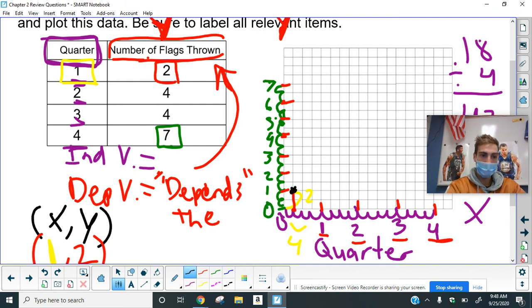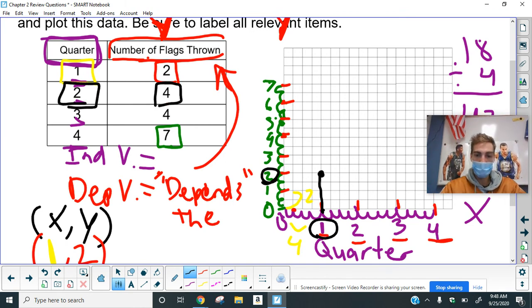Then I look at the next one. I'm going across 2. Whoops. If you guys notice my mistake here, I was supposed to start here at quarter 1 and then go up 2. Got to pay attention to our numbers on the side. So here I'm at 1, 2. And then this next one is 2, 4. So here I am at 2. And I need to go up to 4. So I'd be meeting right there.